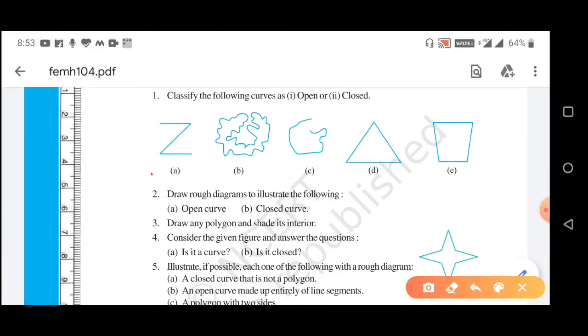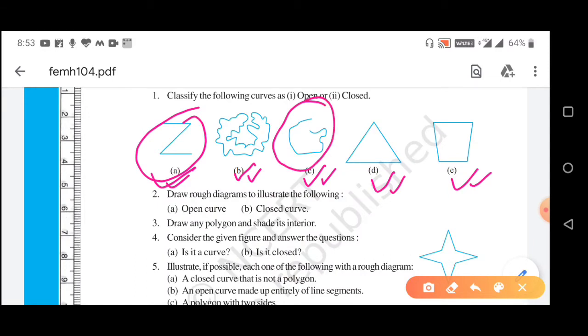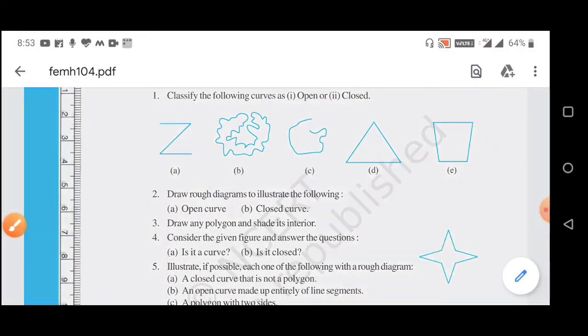So exercise 4.2, classify the following curves as open or closed. Now this is an open curve, this is a closed curve, this is an open curve, this is a closed curve, and this is a closed curve. The curves which are open are called open curves. So this is an open curve, this is an open curve, and the curves which are closed are closed curves. So this is closed, this is closed, this is closed.